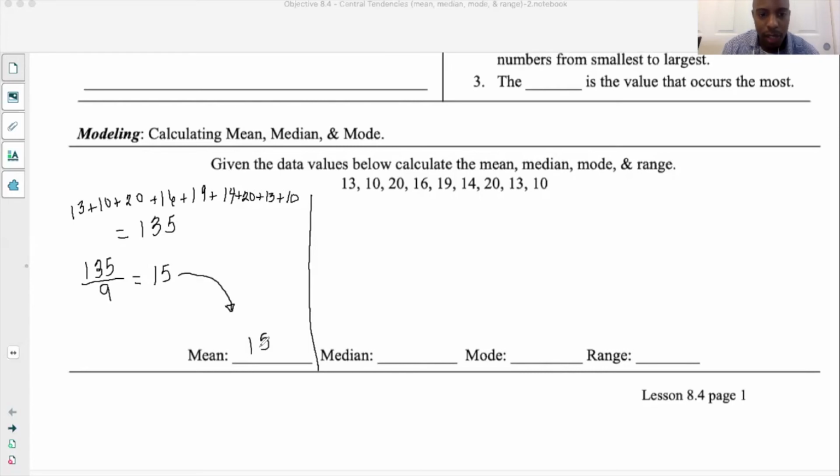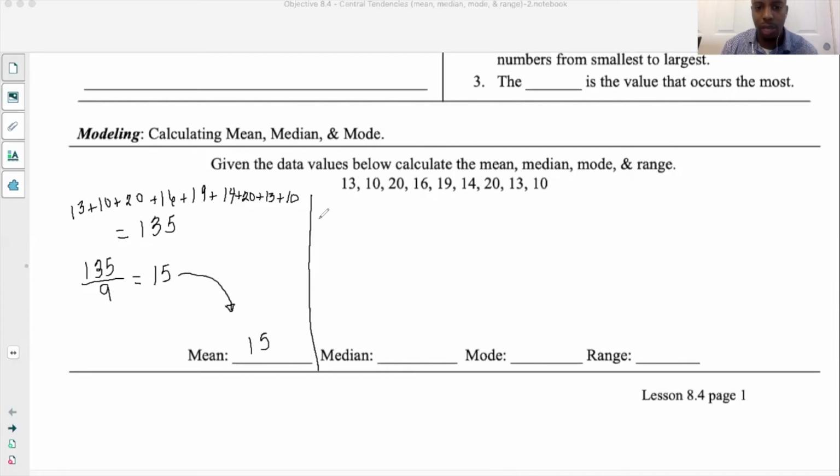The mean is 15. Once again, we add up all the numbers, we get this total number, and we divide it by the amount of numbers. There were 9 numbers in total. We divide it by 9, we end up with 15. That's the mean. The median, mode, and range, I would prefer you to write the numbers from smallest to largest.